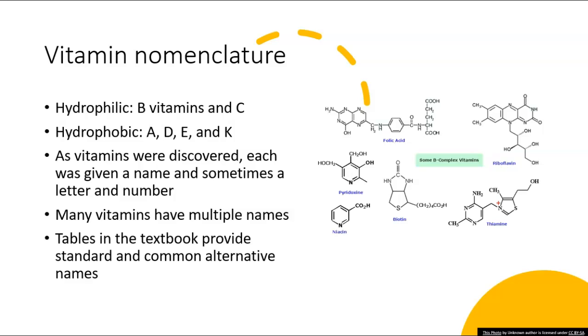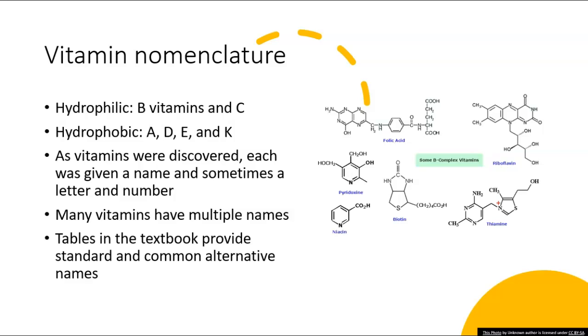This slide discusses nomenclature, and that's basically how things are named. So we have certain vitamins that are hydrophilic, meaning they love water, and that's the B vitamins and vitamin C. And then we have other vitamins that are hydrophobic, meaning they don't love water, they fear water. And those are our fat-soluble vitamins. Those are A, D, E, and K.